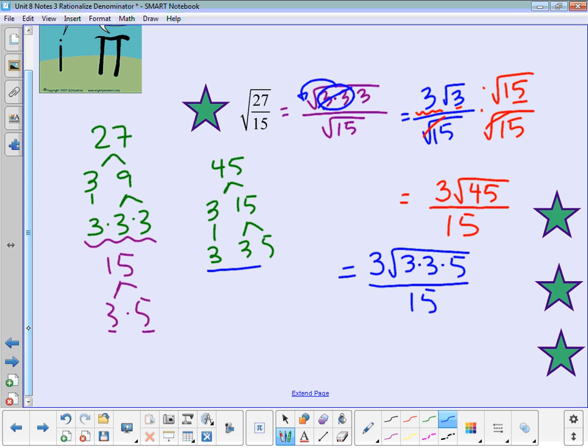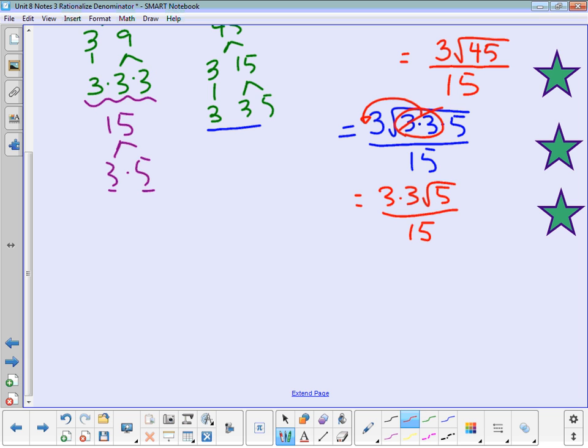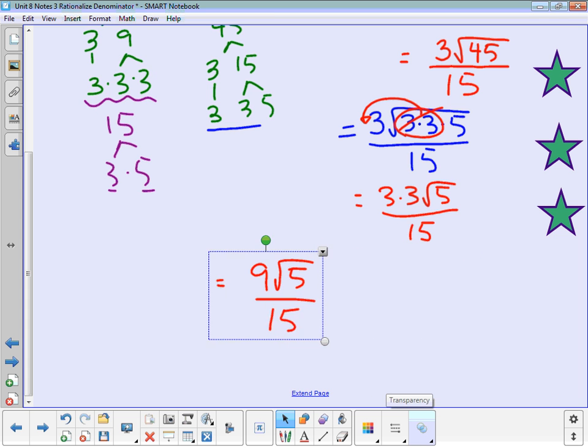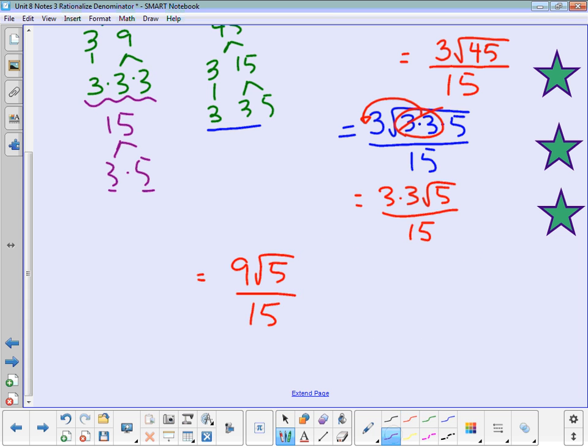Now I'm going to take my pair out. So this comes out front. I have 3 times 3 times the square root of 5 over 15. 3 times 3 we all know is 9. So I have 9 square root 5 over 15. Now, it looks like we're done, and we're very, very close, but there's one other tiny thing that we need to think about, and it's the fact that 9 and 15 have a common factor of 3. So if I divide by that common factor, 9 divided by 3 is 3, 15 divided by 3 is 5. I now have 3 square root 5 over 5.